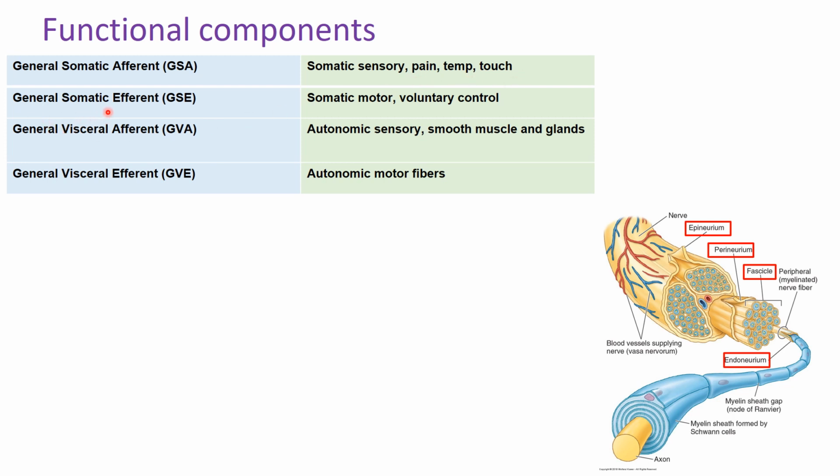General somatic efferent fibers are going away from the central nervous system. That is what the E is, efferent. They are somatic motor and they're voluntary control.